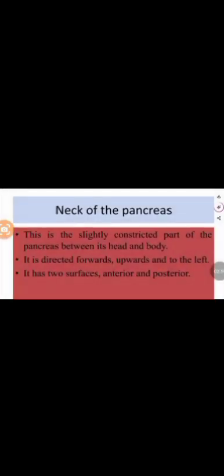Next, the neck of the pancreas. It is the slightly constricted part of the pancreas between the head and the body. It is directed forward, upward, and to the left. It has two surfaces, anterior and posterior surface.